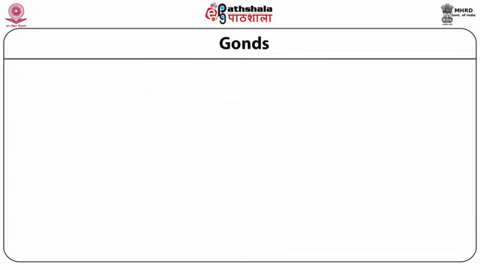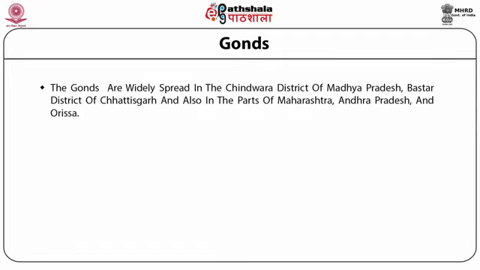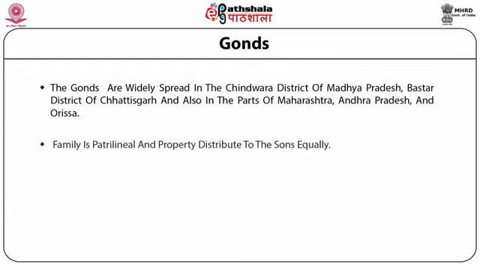Here we'll discuss the Gond tribe. The Gonds are a tribal community mostly found in the forests of central India. They are widely spread in the Chhindwara district of Madhya Pradesh, the Bastar district of Chhattisgarh, and also in parts of Maharashtra, Andhra Pradesh, and Orissa. The name by which the Gonds call themselves is Koi or Koitur, which means unclear. It is one of the largest tribal groups in the world.